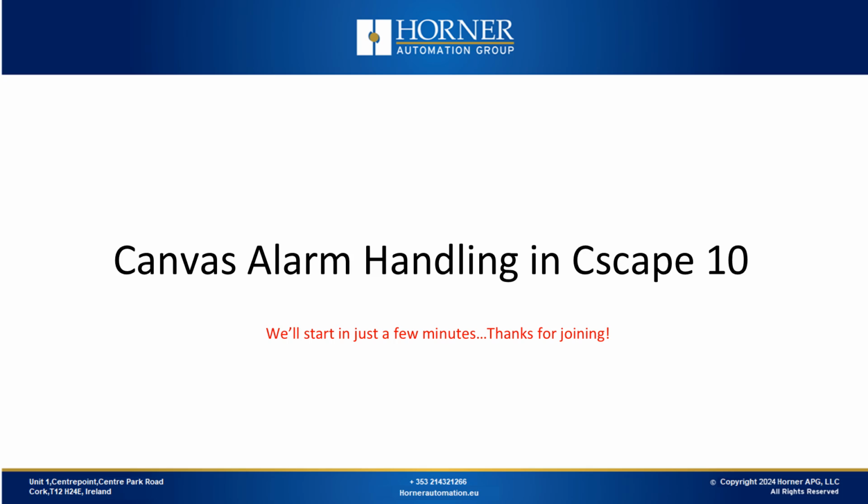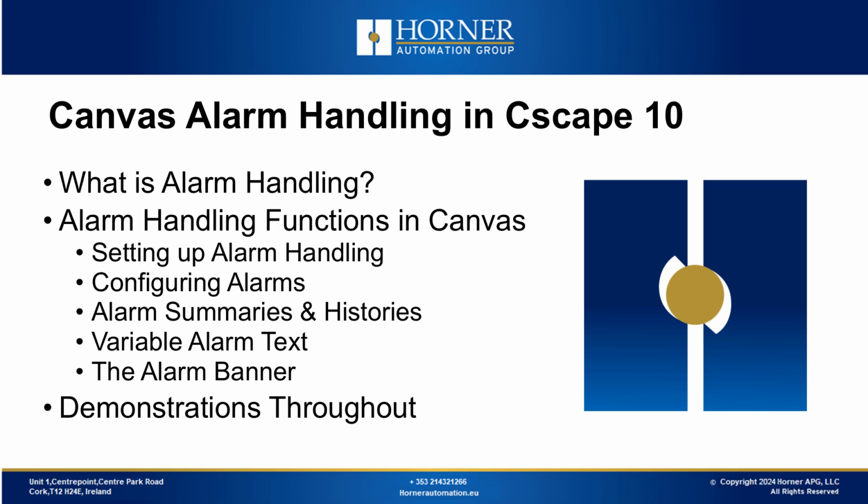Today we will be looking at Canvas alarm handling for Cscape 10. Let's look at our agenda for today. We will start by discussing what alarm handling means. We will then go through the different alarm handling functions available in Canvas. We will look at how to set up alarm handling, how to configure individual alarm messages for each alarm point, the difference between alarm summaries and alarm histories, the new Canvas ability to have variable alarm text, as well as a new object called the alarm pop-up banner. There will be demonstrations throughout, and we will finish with the Q&A session.